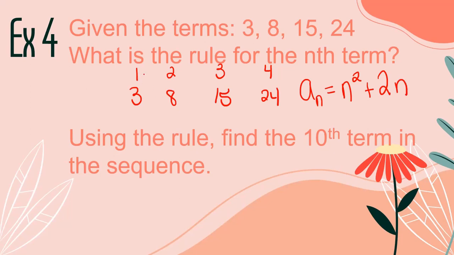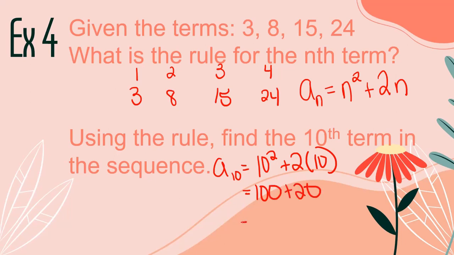So I would get 1 squared, that would be 1 plus 2. Yeah, that'd be 3. 2 squared, 4, plus 4 is 8. Ooh, we're doing something here. 3 squared is 9, plus 6. Oh, ho, ho. Found it. Let's find the 10th term in the sequence now. So a sub 10. So that's 10 squared plus 2 times 10. 100 plus 20. That is 120 for the 10th term in my sequence.